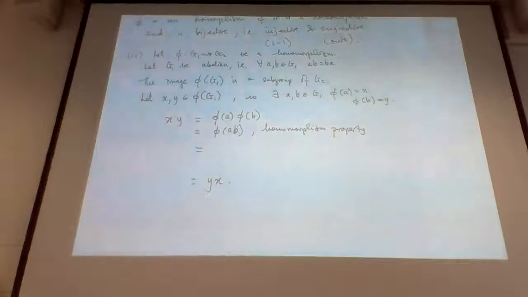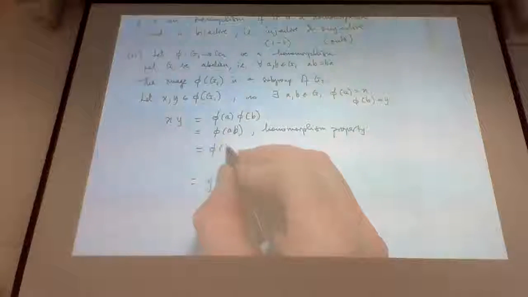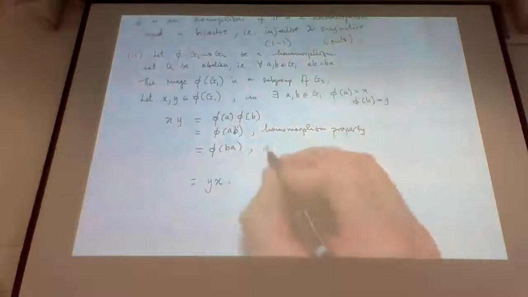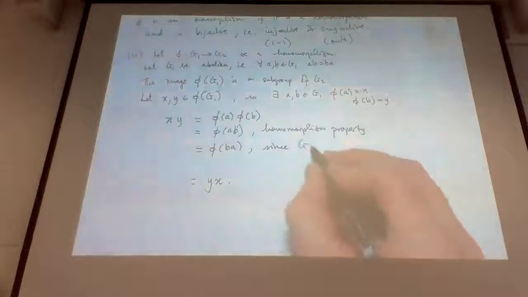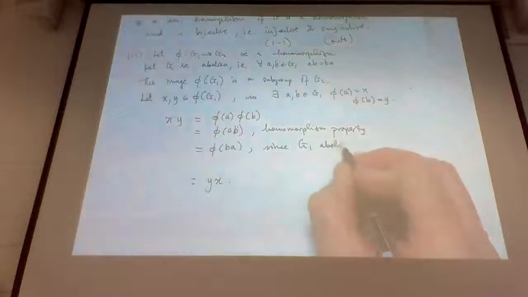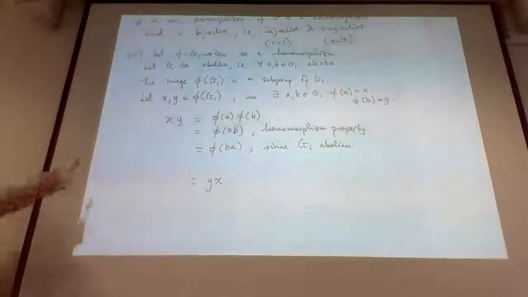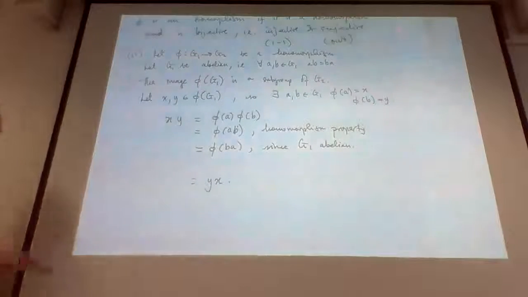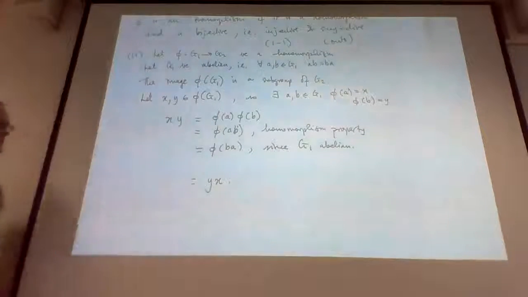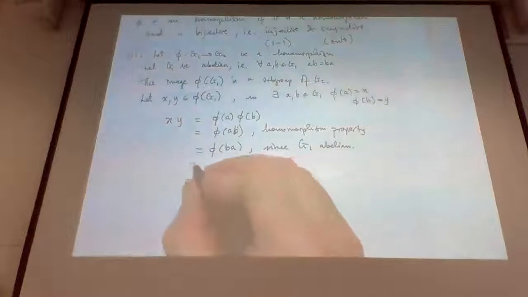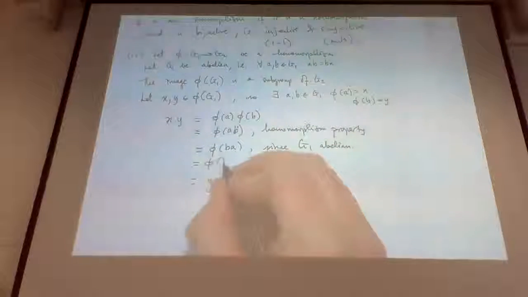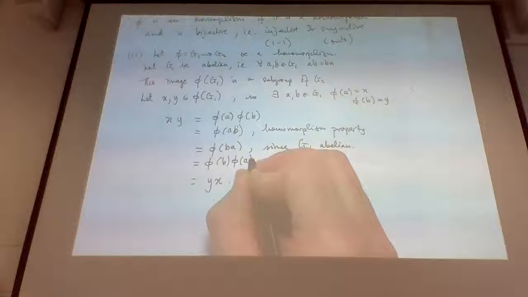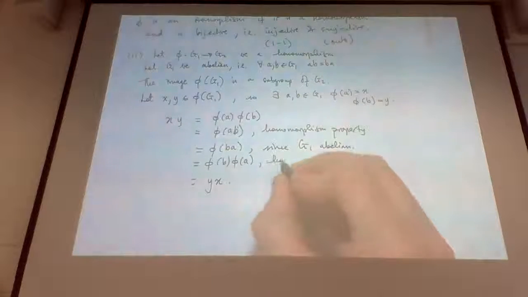And what do we move that to? Phi of BA, since G1 is abelian. So all products AB can be reversed to BA as the same. So you're still looking at phi of the same thing. And now you just apply the homomorphism property again to expand that out to phi of B, phi of A.